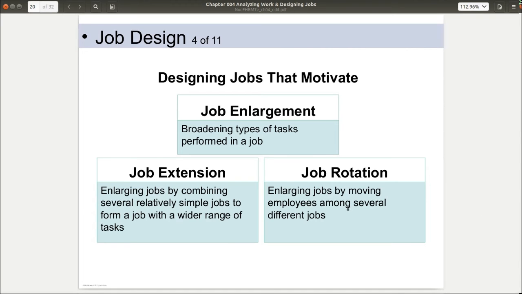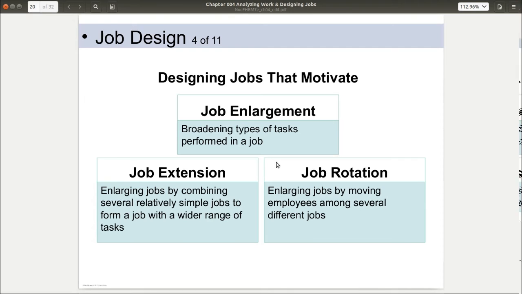Enlargement, extension, and rotation. Rotation is pretty easy to understand. In other words, you're moving from one workstation to another, learning some of those different jobs. Job enlargement versus job extension. With job extension, what you're doing is you're taking simple jobs and adding some similar skills to it. So, for example, you've been making the right front leg of a chair all day long. That's all you do. Well, maybe with extension, you're making all four legs.